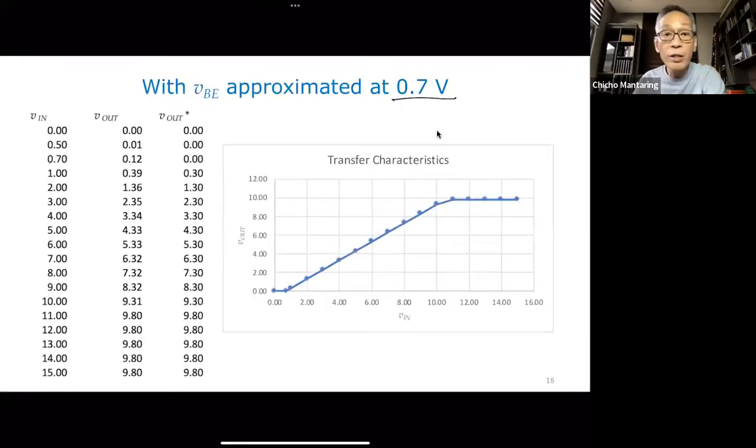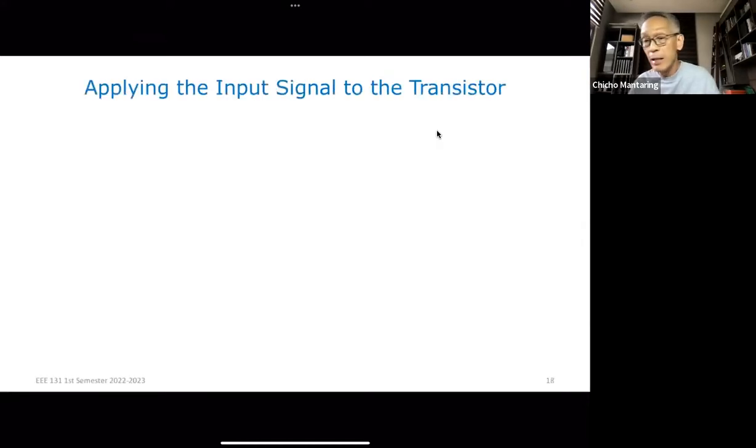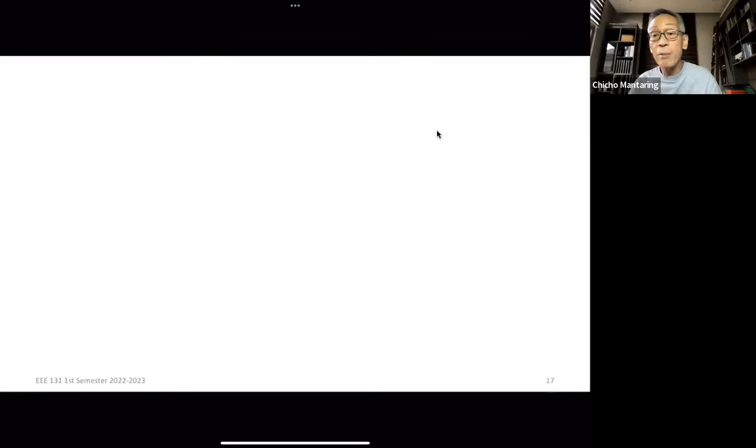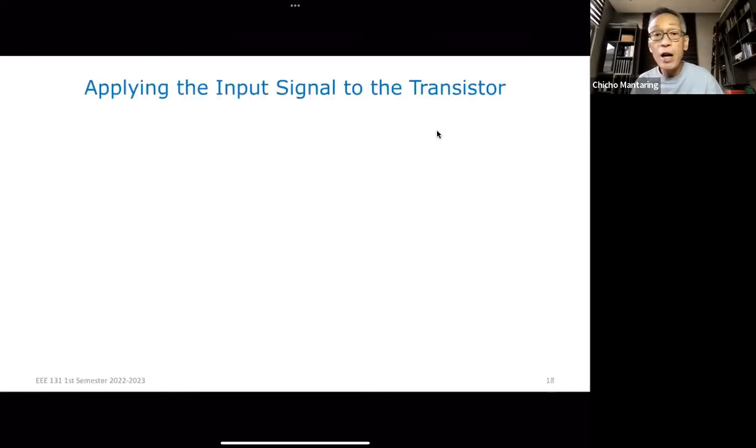Okay, so those are your basic transistor amplifier circuits: your common emitter, common base, and common collector. How do you apply the input signal to the transistor? I'll just go through this very quickly. Usually you start with your biasing circuit.